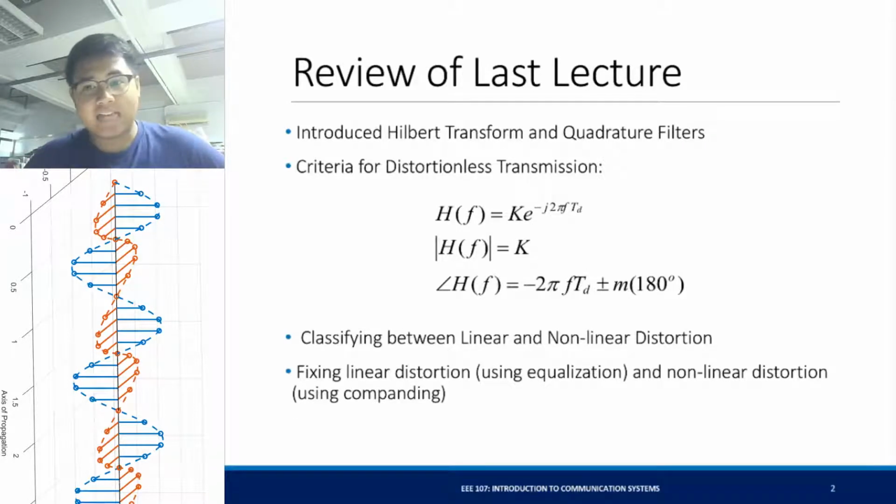Just a review of the last lecture, we introduced the Hilbert transform and quadrature filters. And the criteria for distortionless transmission looks like this: basically, constant magnitude response and a negative linear phase response. And we also classified linear distortion and nonlinear distortion and how to fix them.